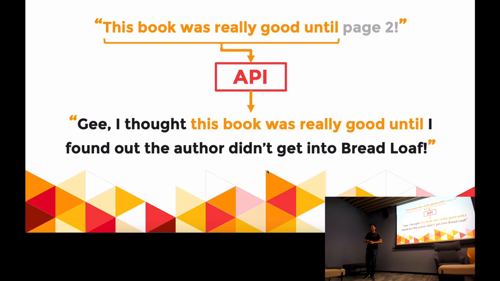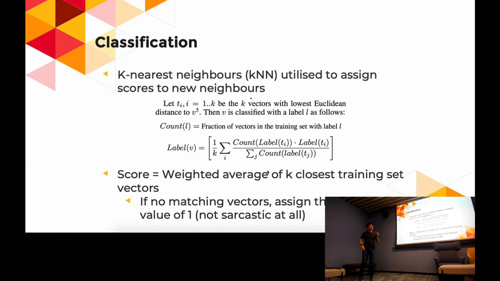Okay, next, now that we've learned the patterns, this is how we do our classification. For classification, we utilize k nearest neighbors to assign scores to the new vectors. The score is the weighted average of the k closest training set vectors. If there are no matching vectors, that means it's not sarcastic, and we just assign it a score of 1.